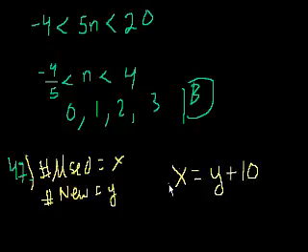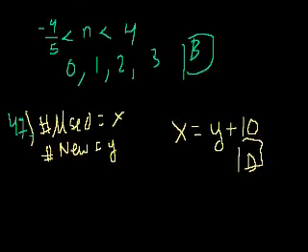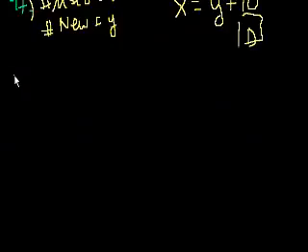This says that the number of used cars is 10 more than the number of new cars. So we just have to look for that. X is equal to Y plus 10. That's choice D. Choice D. I think we have time for one more. 48.